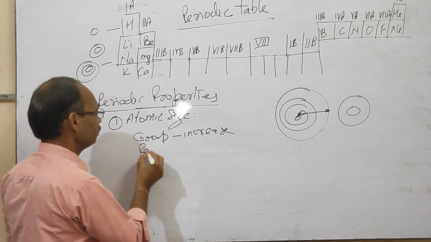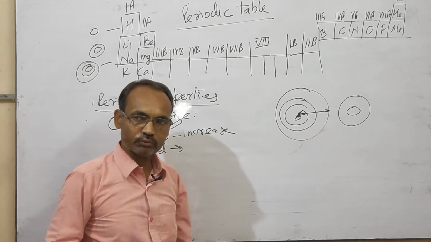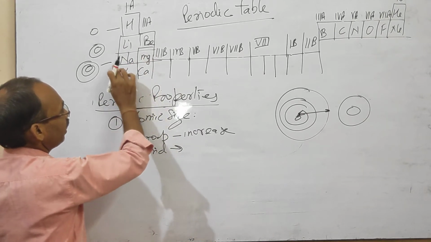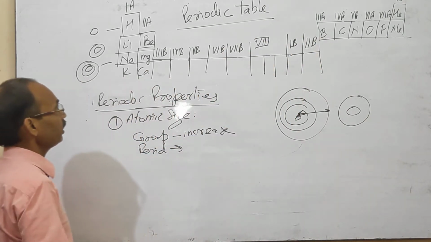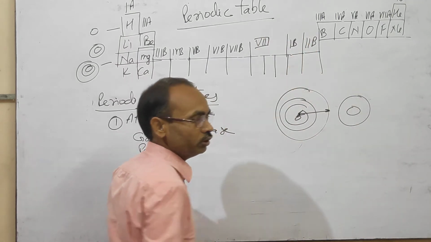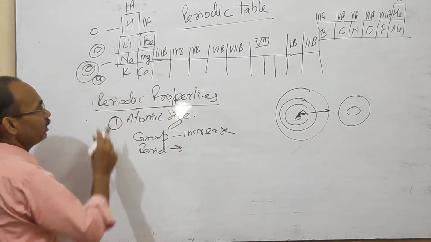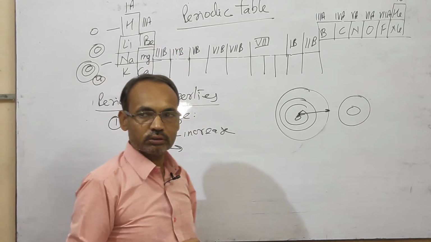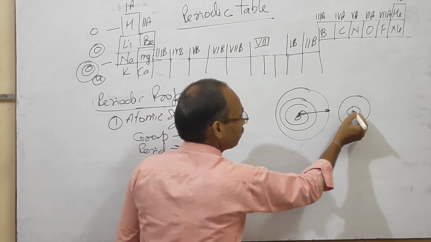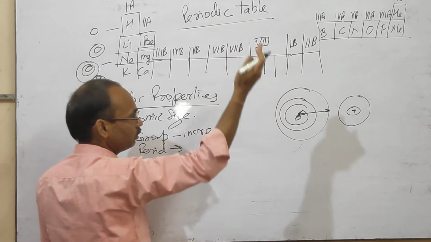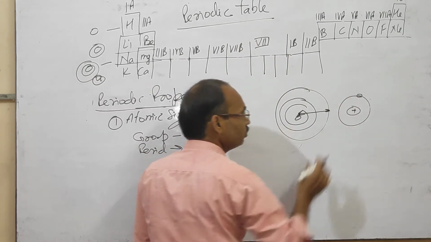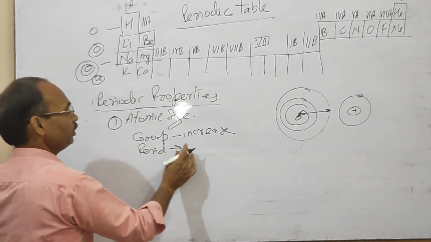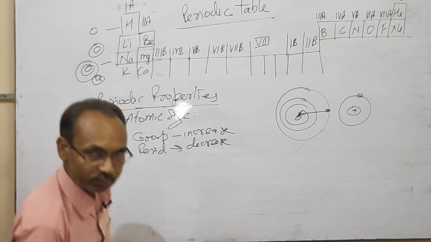And going along a period, the size decreases, because no new shell is added. In the third period, all the elements have only 3 shells. In the second period, all the elements have 2 shells, and in the fourth period, all the elements have 4 shells. But the nuclear charge increases. The nuclear charge increases going one by one to the right side, and the new electron also adds to the outer shell, and this plus and minus attraction reduces the size of the atom, and hence in a period the size decreases.